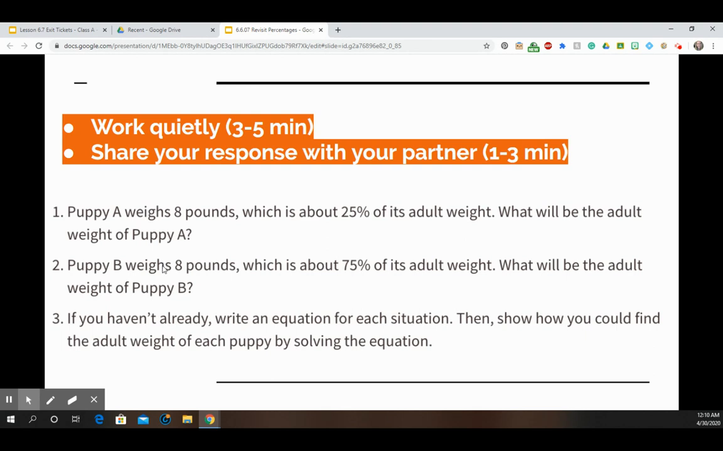Number 1, puppy A weighs 8 pounds, which is 25% of its adult weight. What will be the adult weight of puppy A? Number 2, puppy B weighs 8 pounds, which is about 75% of its adult weight. What will be the adult weight of puppy B? 3, if you haven't already, write an equation for each situation. Then show how you could find the adult weight of each puppy by solving the equation.